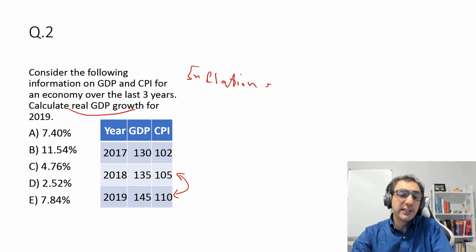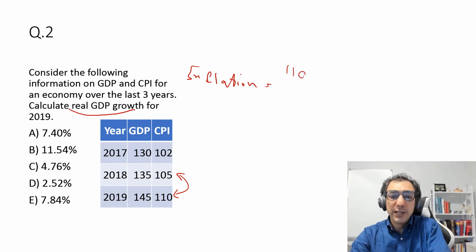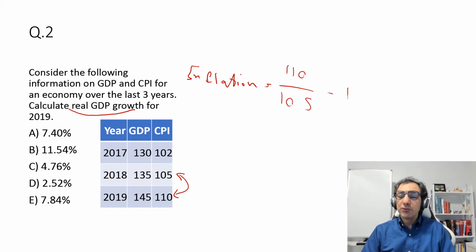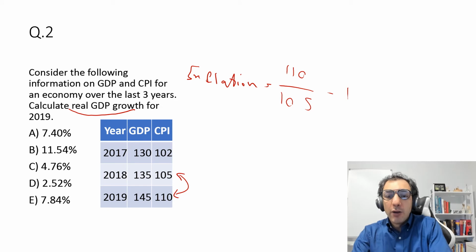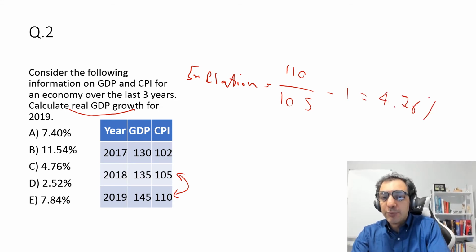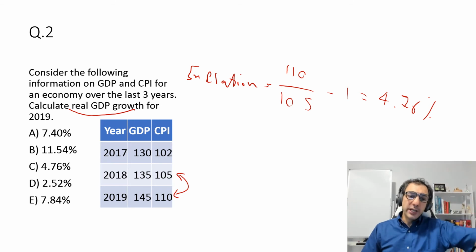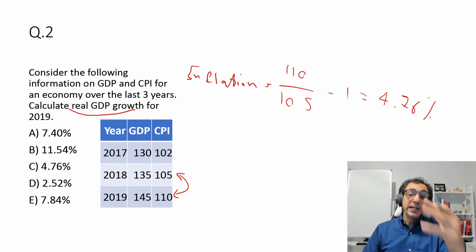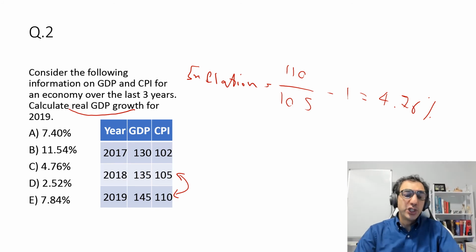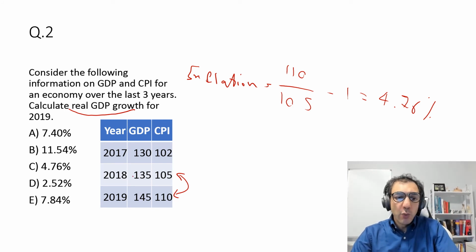So for 2019, the inflation is 110 divided by 105 minus 1. So it's showing the inflation rate during 2019. So 110 divided by 105, and the number I'm getting here is 4.76%. So your inflation rate during 2019 has been 4.76%. So you have to take out the impact of inflation from your GDP. So what is your GDP growth?